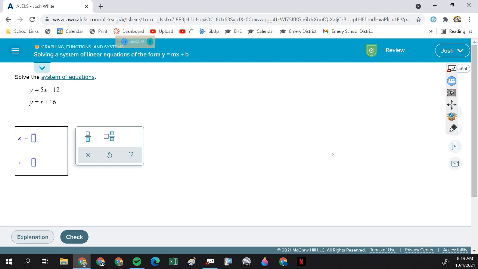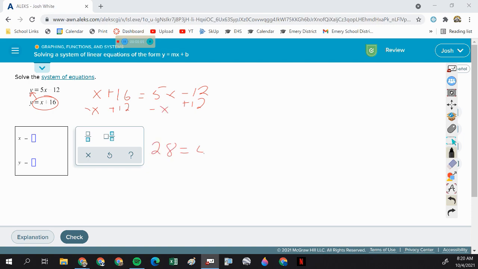Should I use substitution or elimination here? And you could actually use either. You could times the bottom by -1 and use elimination, but it is set up for substitution, so let's do that. We will stick this in here. X plus 16 equals 5x minus 12. Add the 12, subtract the x.